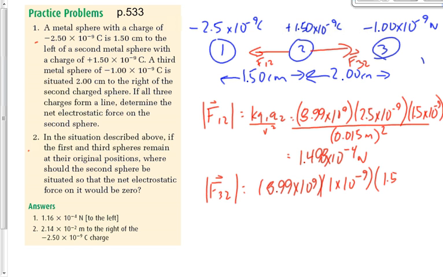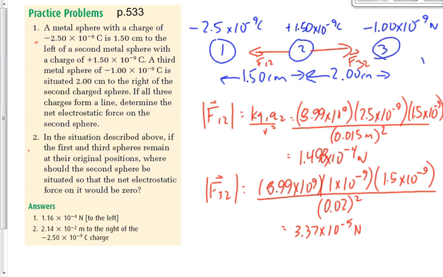1.5 times 10 to the minus 9 is the other charge. And the distance this time is 0.02 meters. What do we get for that one? Jack, do you have that one? 3.37 times 10 to the negative 5 newtons.